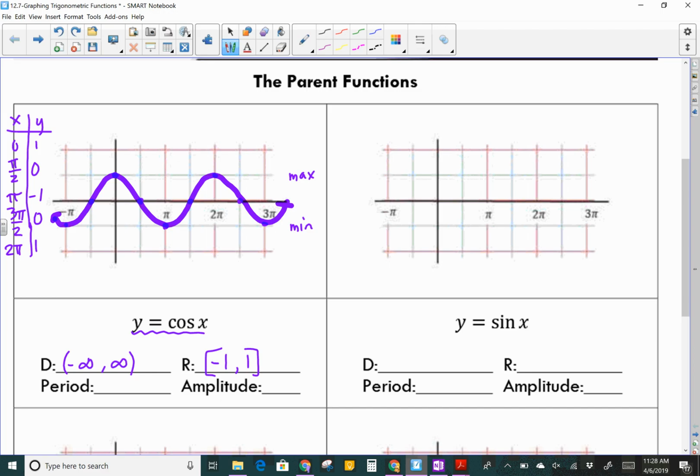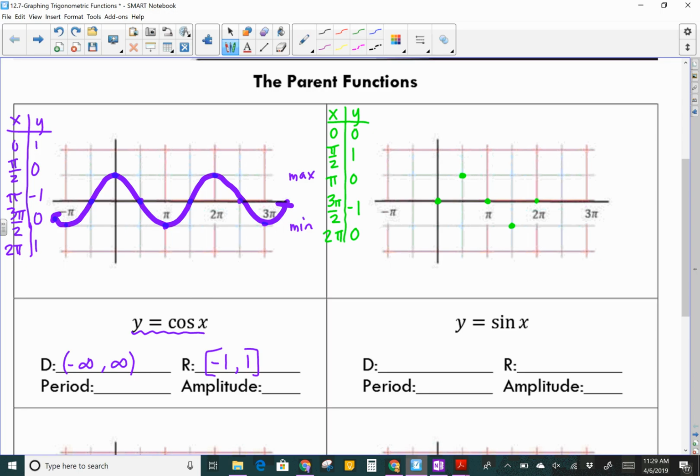So next I want to talk about the sine function. In a similar fashion, I'm going to make that t-chart, and I'm basically just making this so you can understand where these points are coming from. Sine of 0 is 0. The sine of pi over 2 is 1. The sine of pi is 0. The sine of 3 pi over 2 is -1. And the sine of 2 pi is 0.